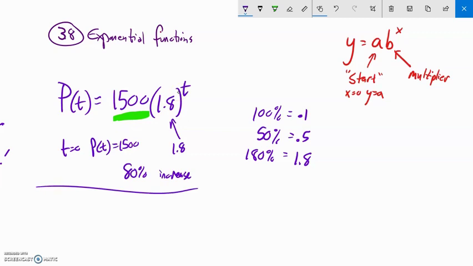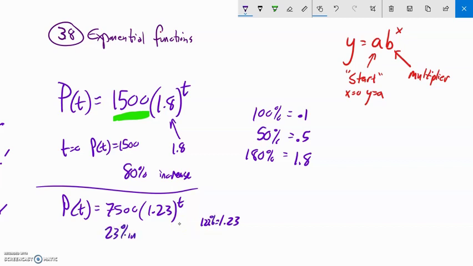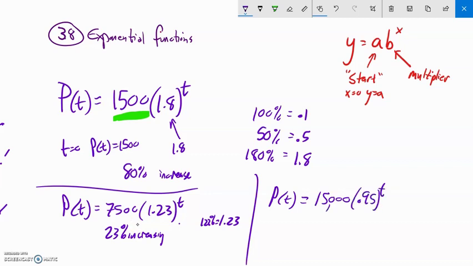Let me think of another one. If I had something like starts with 75,000 people, 1.23 to the power of t. So my 1.23, that is 123%. So this would be increasing by 23% each year. So it's getting larger by 23%, not 123%. Another example, 15,000 people now.